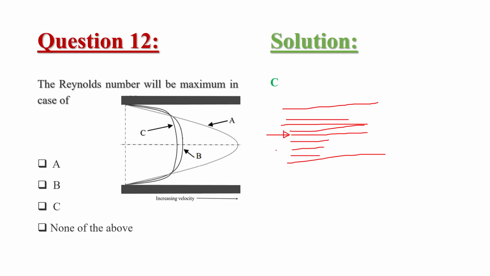For volumetric flow rate, we know that Q is equal to area into velocity. Now this is a circular pipe of radius r, so the area is proportional to r square, and the velocity is proportional to D square, which is also proportional to r square. So finally, the volumetric flow rate is proportional to r to the power of 4.